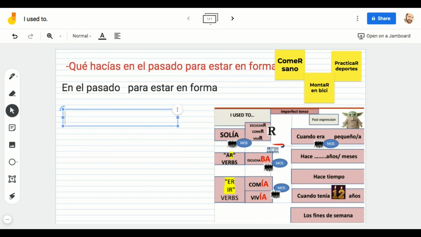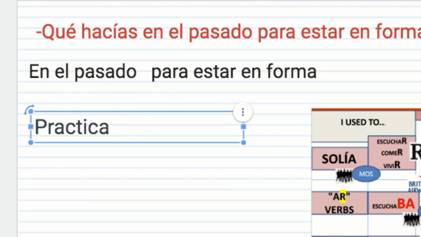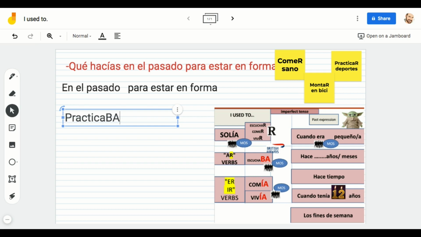If you want to get even more marks, you can use, for example, the BA at the end of the AR verbs. So, for example, practicar deportes ends in AR. To say I used to practice, instead of R you can put BA: practicaba. And that means I used to practice. That's the second way with AR verbs. So, practicaba deportes cuando era pequeño. Remember, you can use one of these expressions to go with the imperfect tense. Cuando era pequeño, when I was younger.